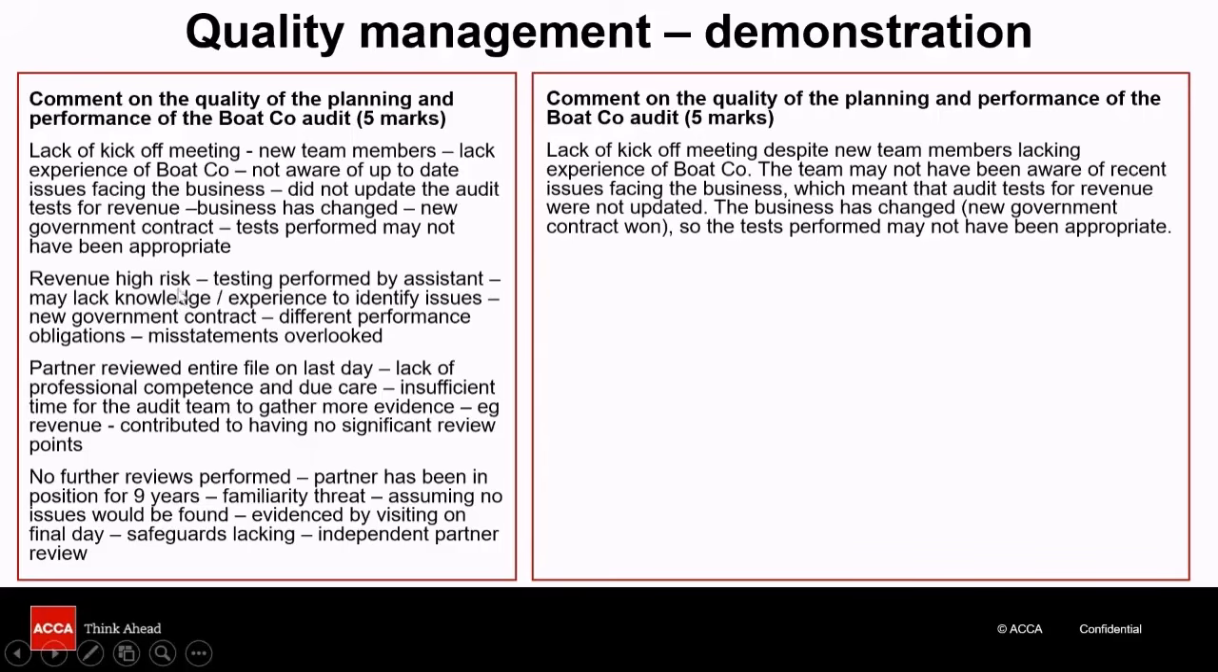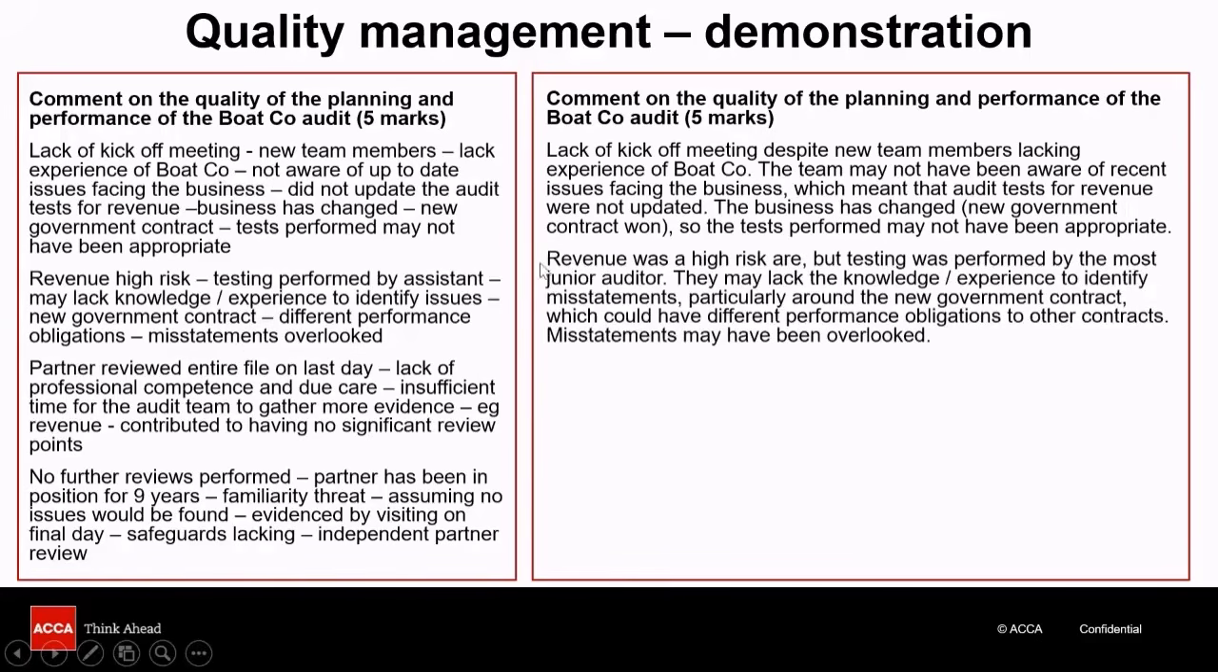Revenue is high risk, but it was done by the junior auditor, despite there being a high risk area around this new government contract with potentially different performance obligations, and therefore we might have overlooked misstatements. So, revenue was a high risk R. High risk R? Shouldn't it have been a high risk area? Shouldn't I go and correct my spelling mistake? Aha, no, because small spelling mistakes are absolutely fine in AAA. You don't get marked down for them. So even if I spot that when I'm reviewing my own answer, I don't go back and change it because it's clear what I'm talking about.